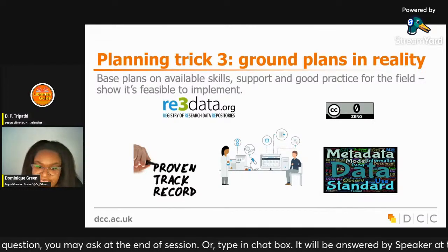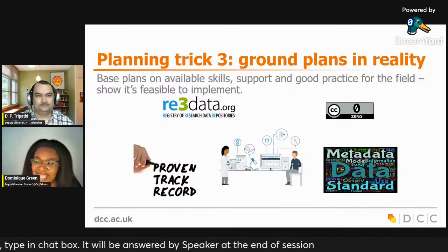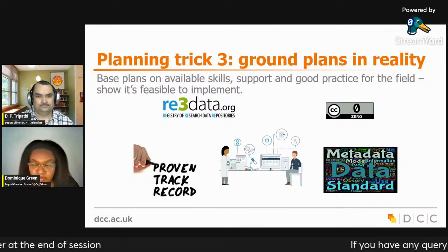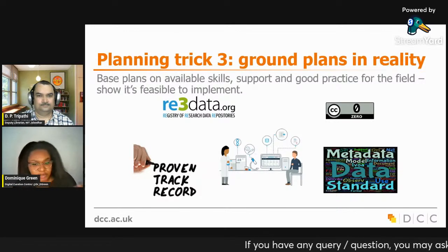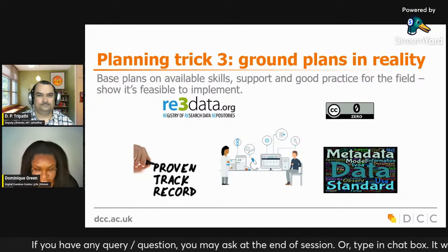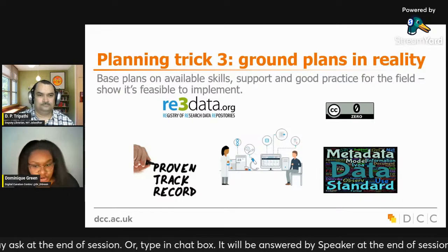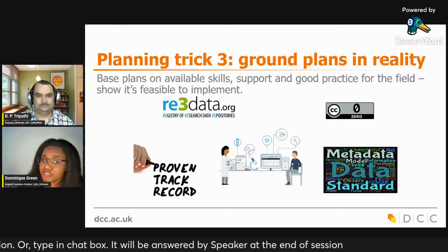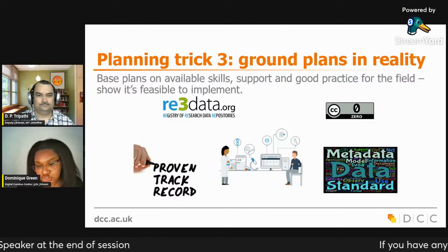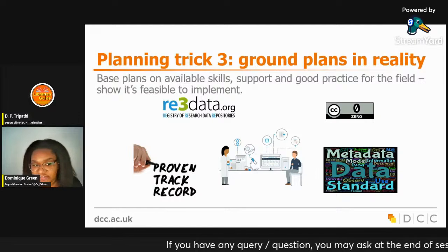And then the third trick, this one might sound really obvious, but I'm going to say it anyway. It's that the data management plan should be grounded in reality. And what we mean is that the plan shouldn't try to promise too much. It should state what's currently possible based on current technologies that are available, what support is currently available to them in their institution, what's available from the funder, whoever it might be. The plan should show what the researcher and the research project is planning is actually feasible.